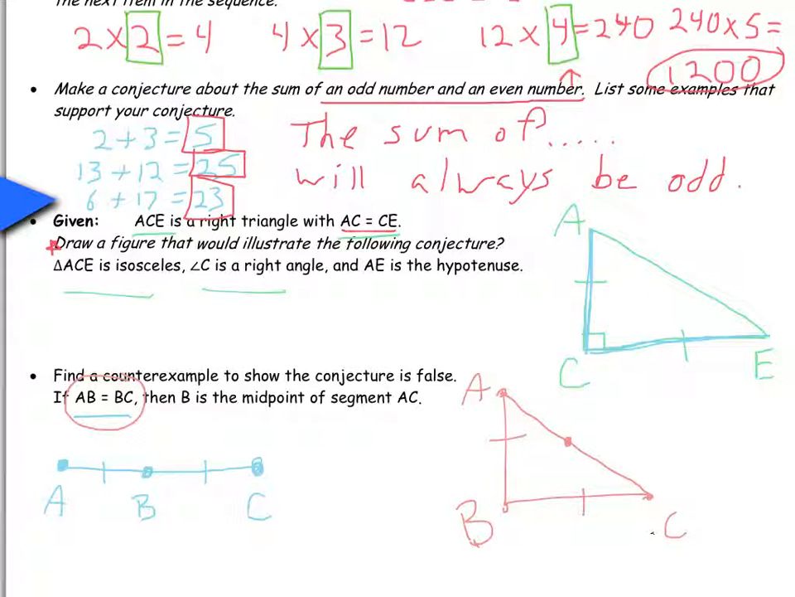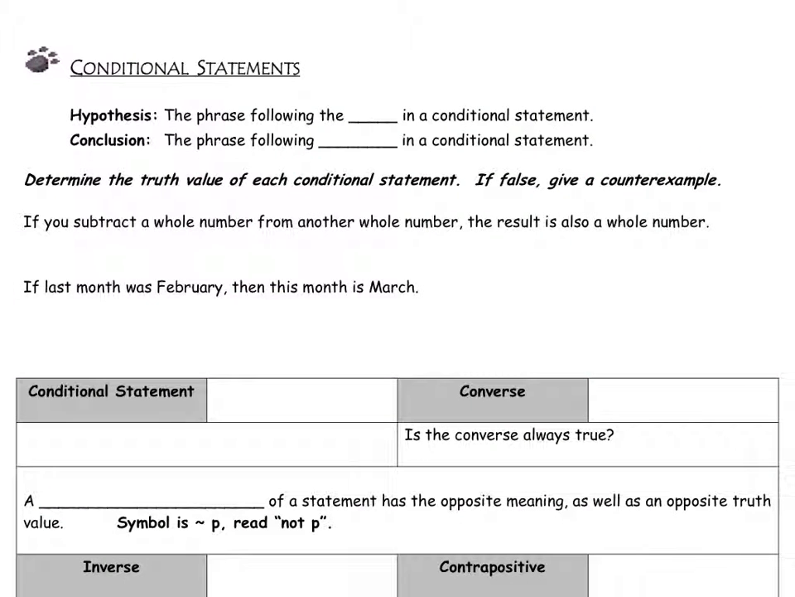Okay, moving on with the notes. Here we have conditional statements. A hypothesis is the phrase following the if of a conditional statement, and the conclusion is the phrase following then in a conditional statement. That's the difference between the hypothesis and the conclusion.